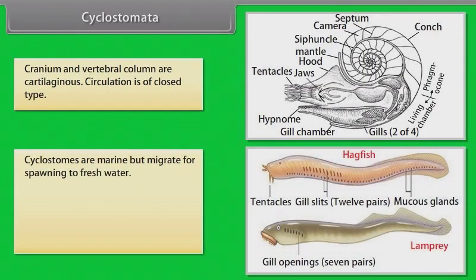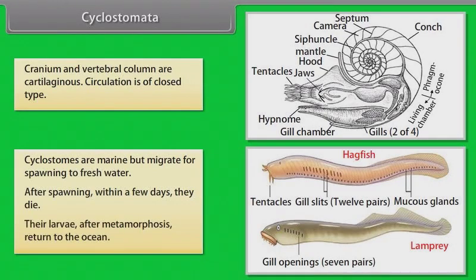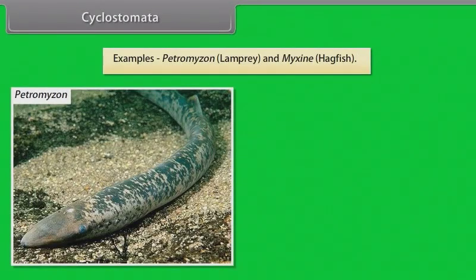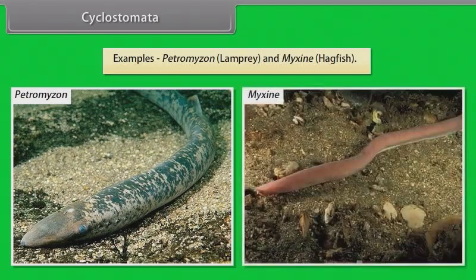Cyclostomes are marine but migrate for spawning to fresh water. After spawning, within a few days they die. Their larvae, after metamorphosis, return to the ocean. Example: Petromyzon, lamprey, and Myxine, hagfish.